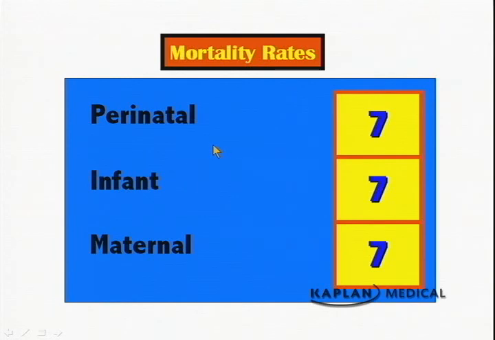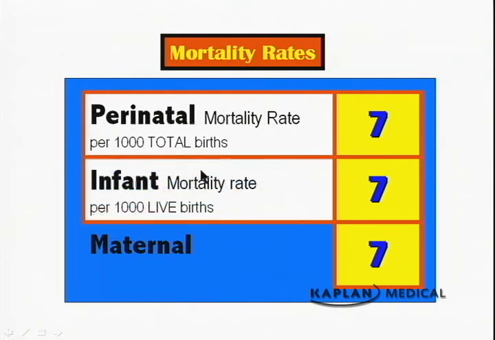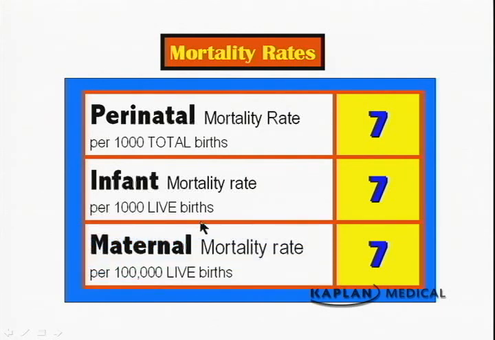Now, this is probably low priority, but just tuck it away in your brain someplace because it's very easy to remember. In terms of absolute numbers in the United States, the perinatal death rate is 7 per 1,000 total births. The infant death rate is 7 per 1,000 live births, and the maternal mortality rate is 7 per 100,000 live births. So 7, 7, 7.